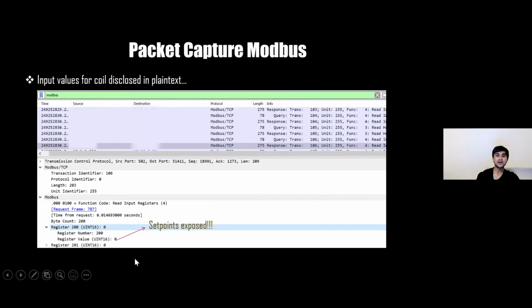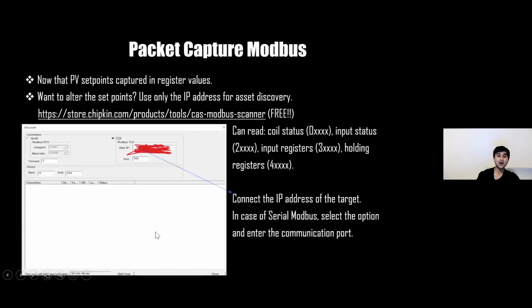Here you can see that all the communication that happened between our Beaglebone controller and our inverter is disclosed in plain text. This is nothing but the PV set points. The photovoltaic inverter has its set point values from the coil register. These are the values from those registers. So now we got what we need.